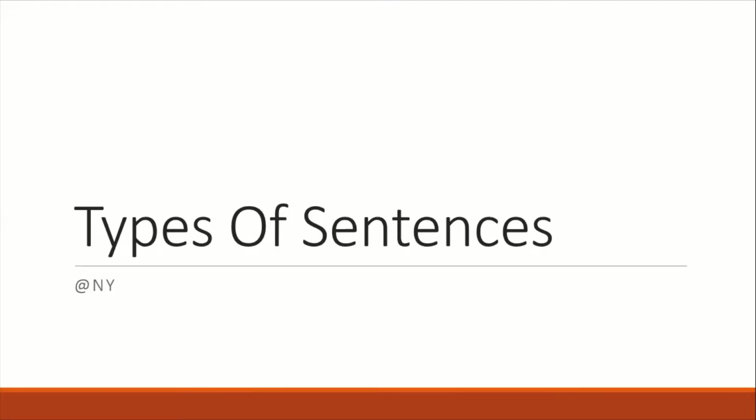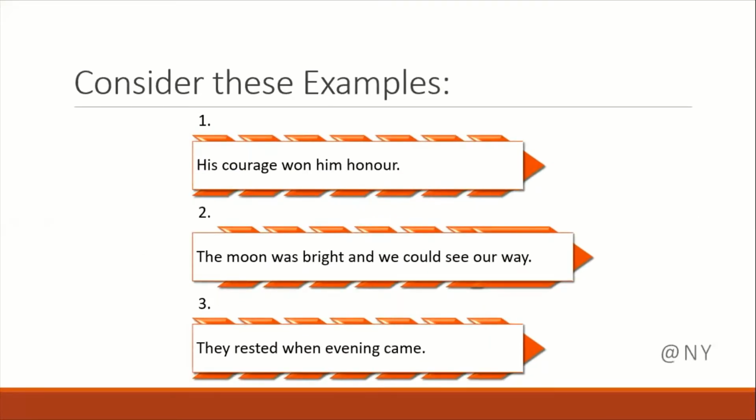Types of sentences. Consider these examples. Number 1, his courage won him honor. Number 2, the moon was bright and we could see our way. Number 3, they rested when evening came.